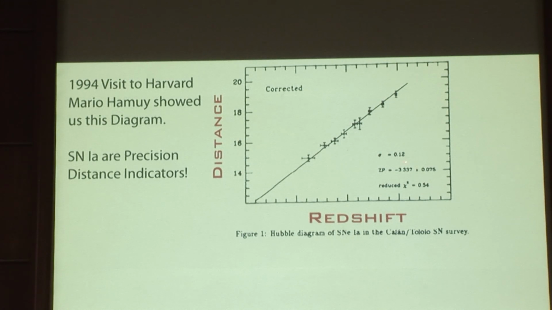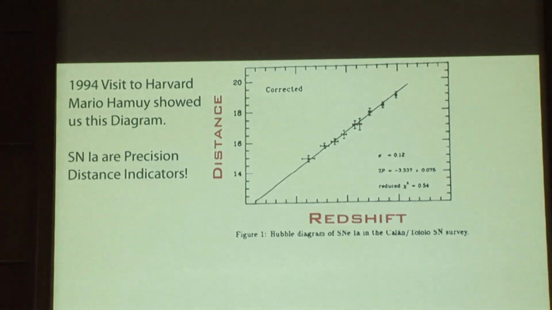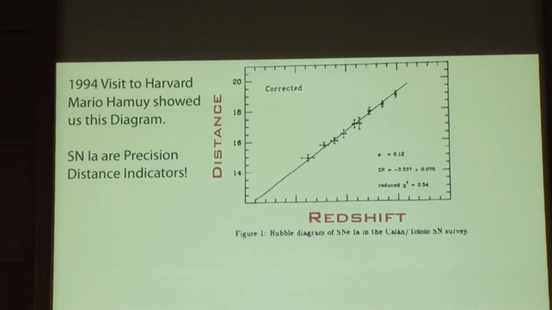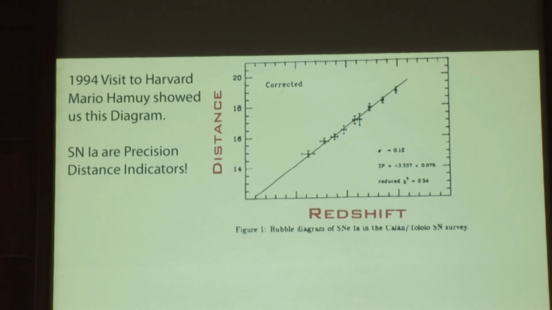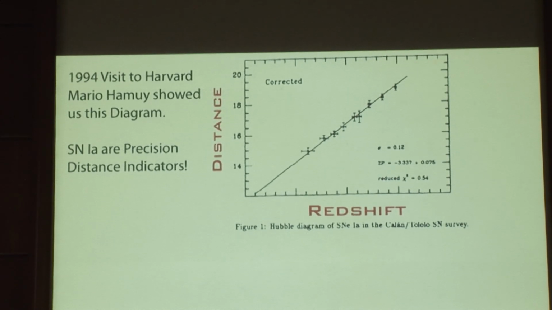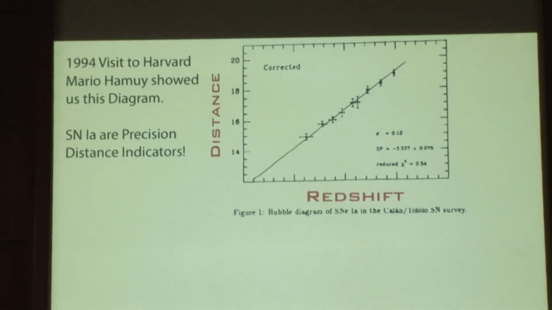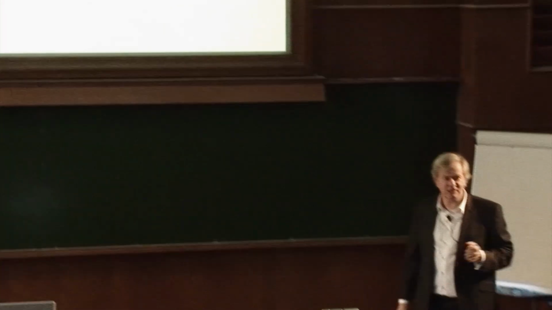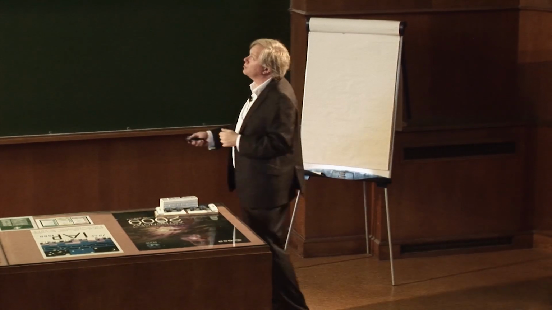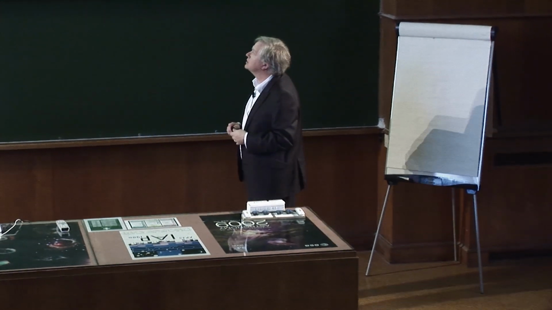A scatter of 12% in flux. That's 6% in distance. I've already told you the cosmological models are separating out by twice that. So each object here would be giving you a 2 standard deviation measurement of the cosmological model. So these things were great. I was really excited. I realized these things were suddenly precision distance indicators.